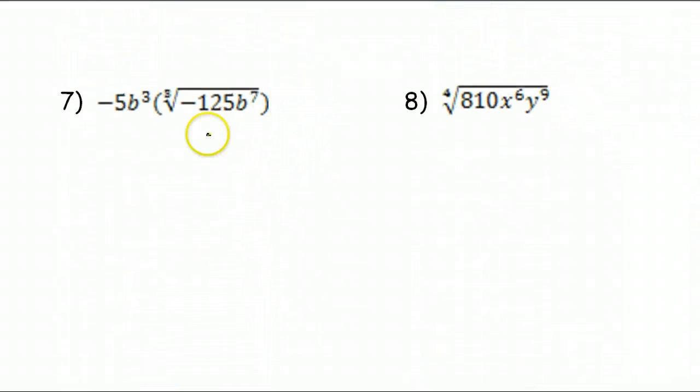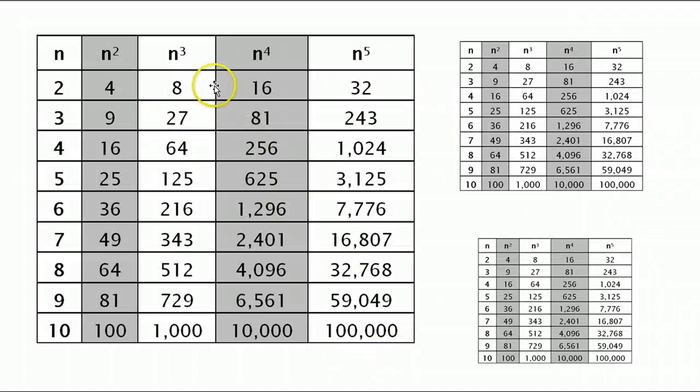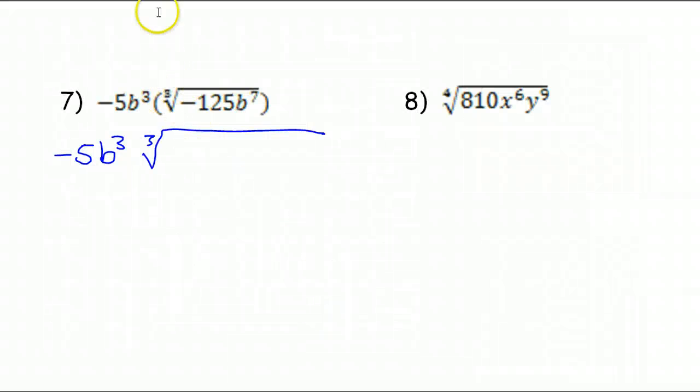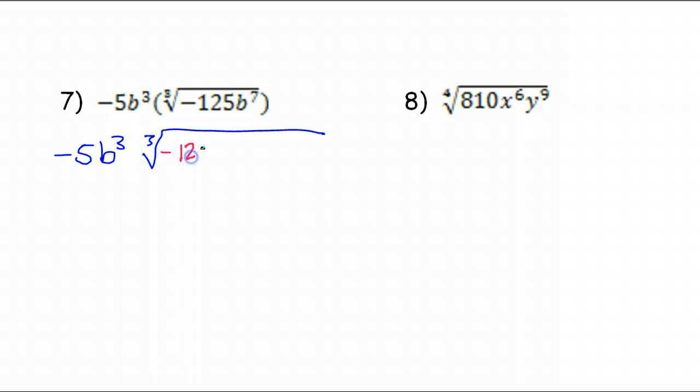Number 7. Alright, once again I'm going to temporarily leave this stuff out front. So I've got negative 5 b to the 3rd power. So let's see what I can do with this stuff on the inside here. So I've got the cube root. Now 125 I do believe is on the chart, right? It's a perfect cube. It's going to give me 5 later. So I'm going to go ahead and write this in pink right now because this is already ready to simplify. When you take the cube root of a negative number, it's simply a negative number.